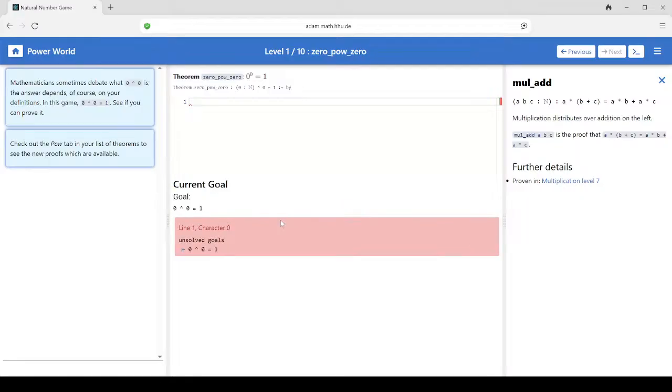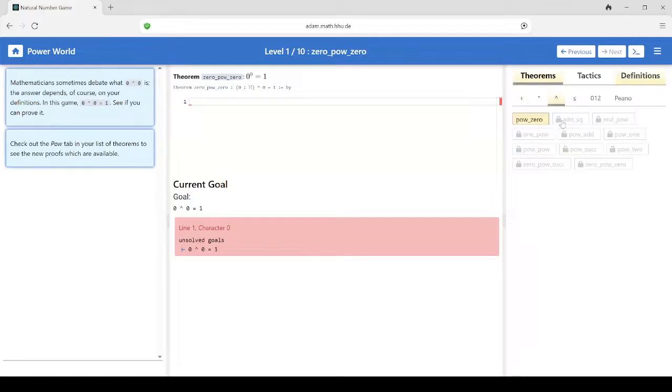Alright, mathematicians sometimes debate what 0 to the 0 power is. The answer depends, of course, on your definitions. In this game, 0 to the 0th power will equal 1. See if you can prove it. Check out the POW tab in your list of theorems to see the new proofs which are available.